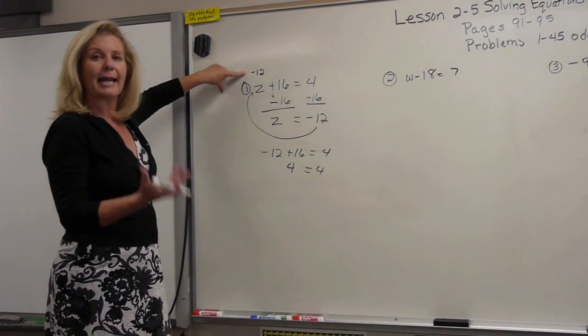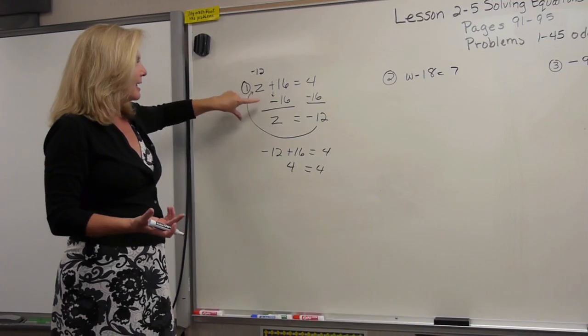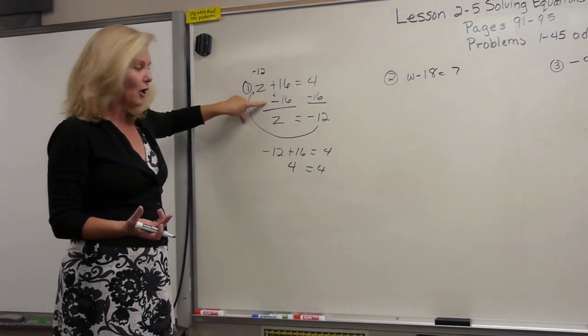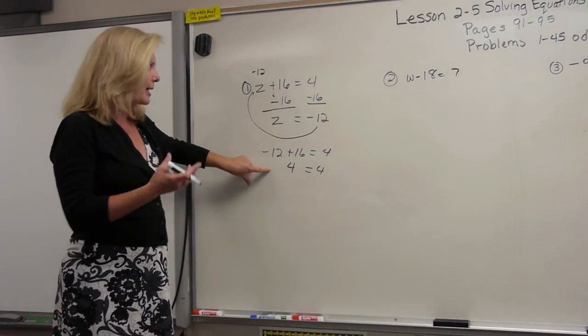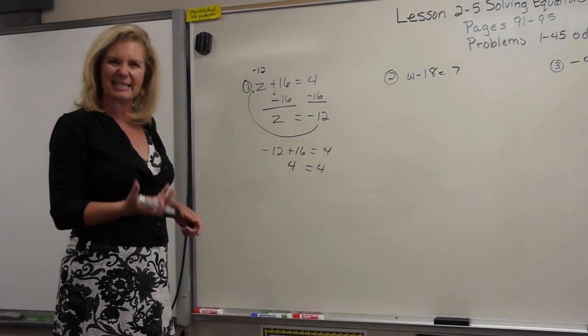So think of it as a 3-step process. First, make a good guess of what you think the answer is going to be. Then use inverse operations to solve. Then substitute your answer back into the variable, see if it works.